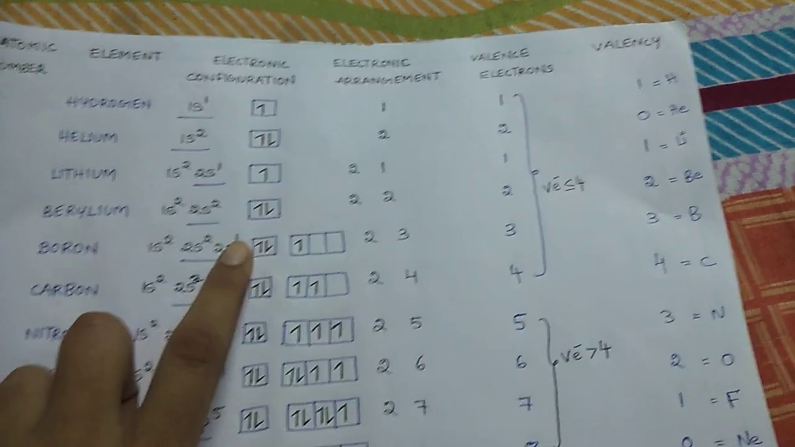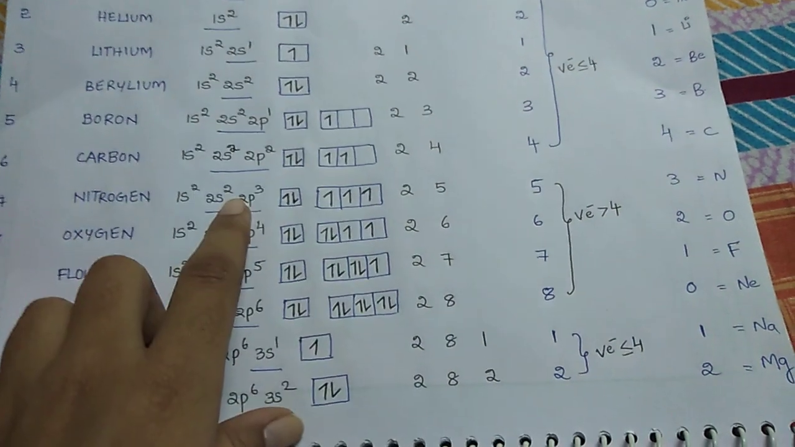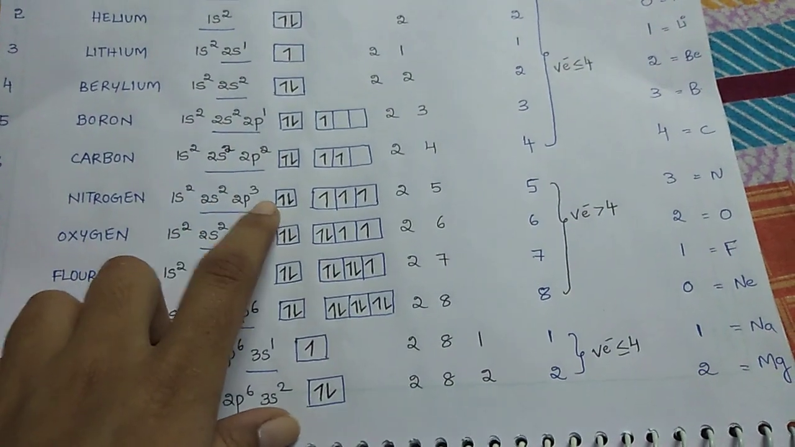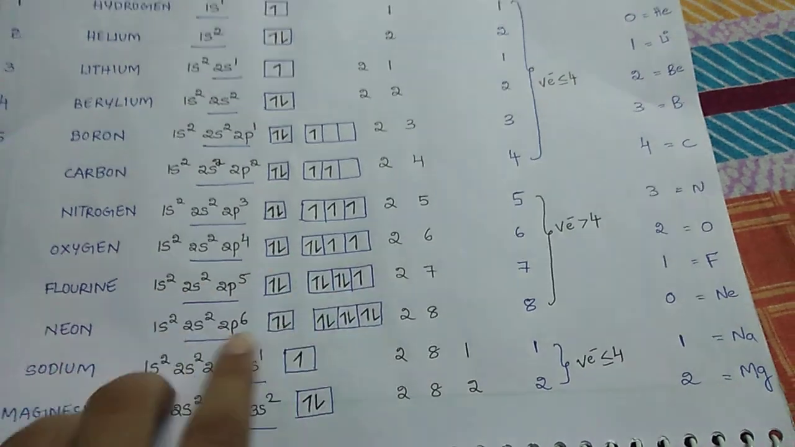For boron, 2 plus 1, 3 valence electrons. For carbon, 2 plus 2, 4 valence electrons. And for nitrogen, 2 plus 3, 5. 2 plus 4, 6, 7, 8, and then 1, 2.